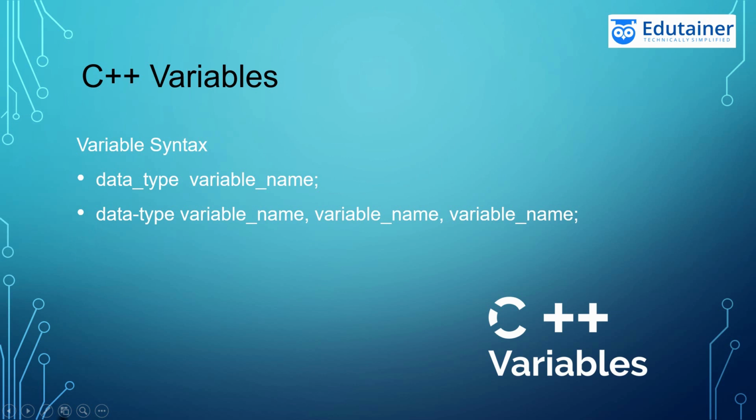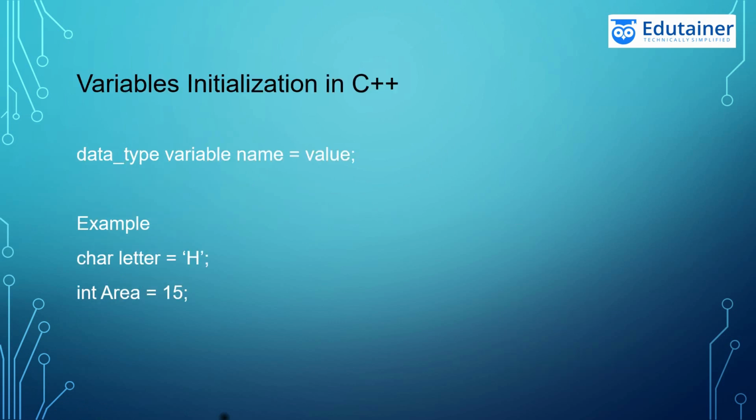Let's see this with an example. As you can see over here, we are having int. This is a data type and the amount is a variable over here. Now let's see how to initialize or declare these variables. Variables initialization in C++. We will be initializing data type with a variable name having a value, which means that the value will get stored in this variable name.